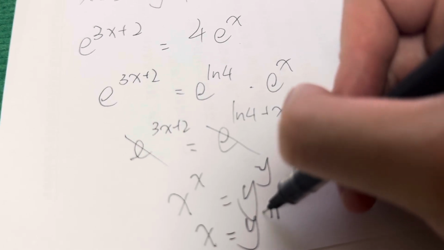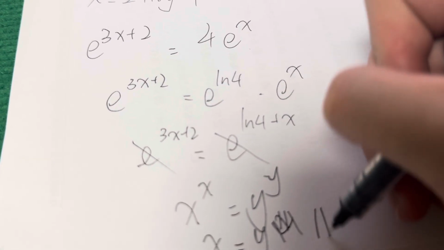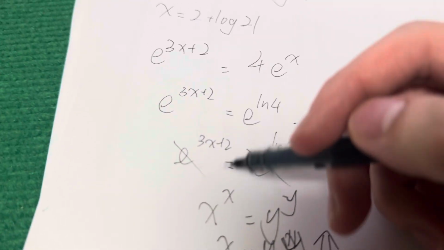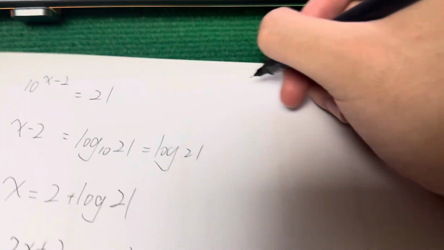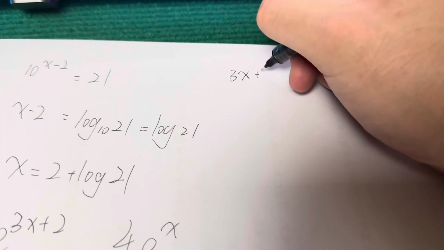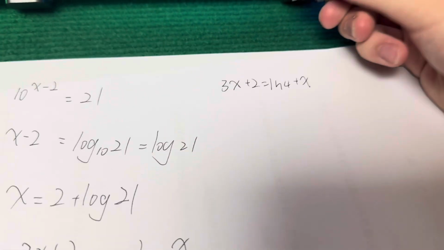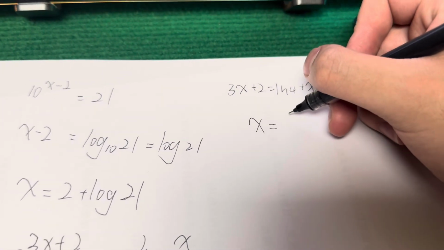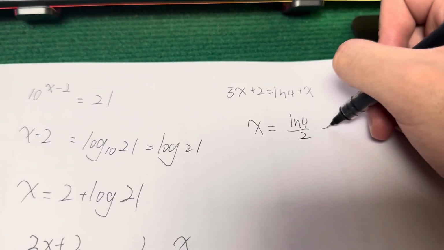You can use this to prove this, but you cannot use this to prove this. But for this thing, we can. So we know that 3x plus 2 equals ln 4 plus x. After we simplify, we know that x is equal to ln 4 over 2 minus 1.